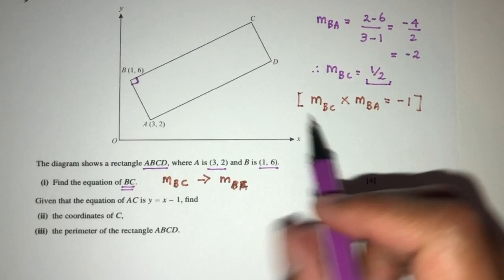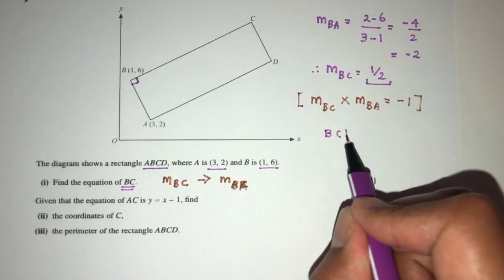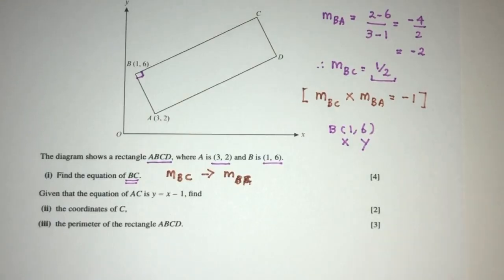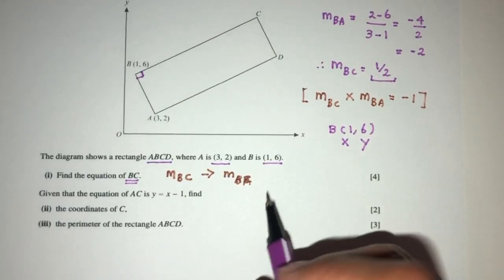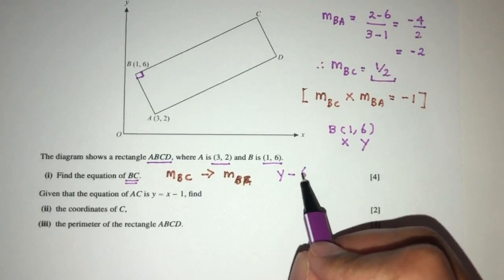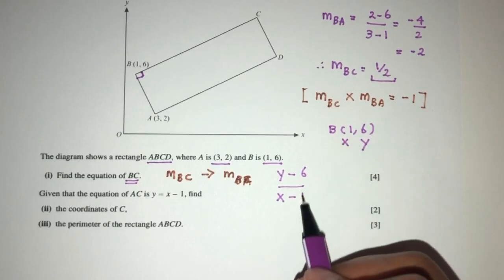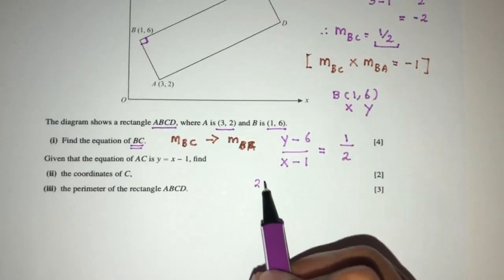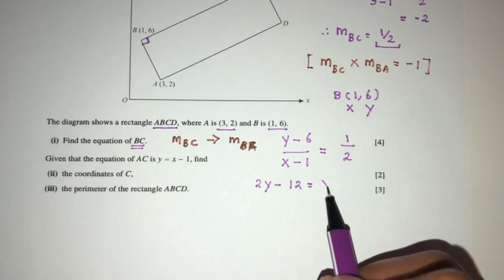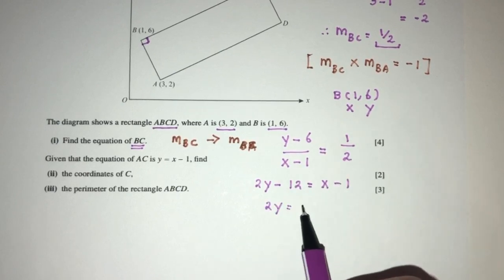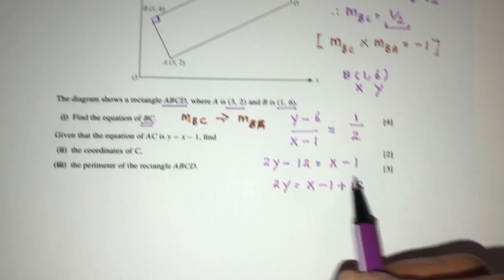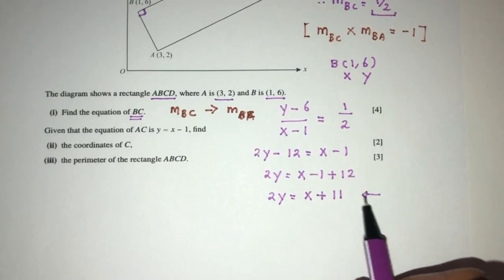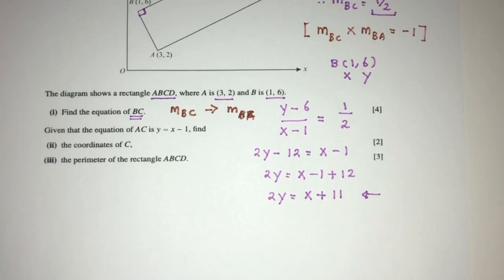So pretty easy. We have a passing point which is B. As we can see, this is 1, 6. This is my x value and my y value. So this is just a technique to find the equation of a line. So y minus its corresponding value over x minus its corresponding value has to equal the gradient, which is 1 over 2. Now cross multiply, you will have 2y minus 12 equals x minus 1. So 2y equals x minus 1 plus 12. So 2y equals x plus 11. That will be part 1 of the question, finding the equation of BC.